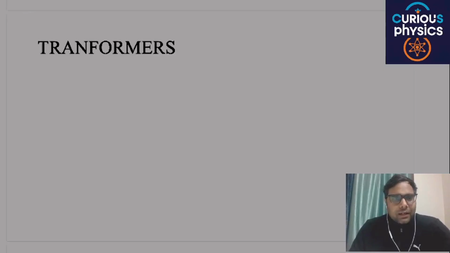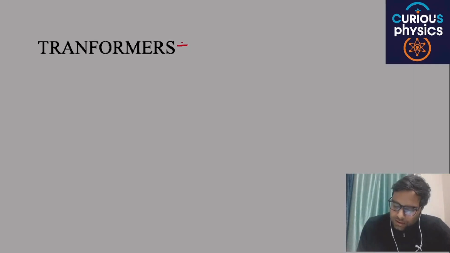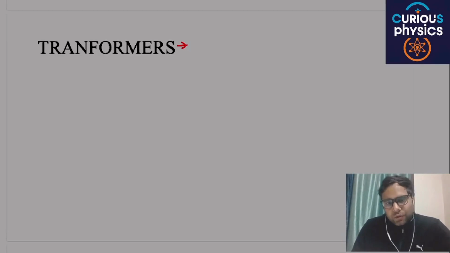Today I am going to start the final topic and the final part of this chapter, alternating currents, and the name of the topic is transformers. Till now we have covered the basic concepts of the behavior of alternating current and alternating potentials when they pass through resistances, inductors and capacitors. We have also studied the idea of root mean square values and some concepts of the phase relation between current and potential.